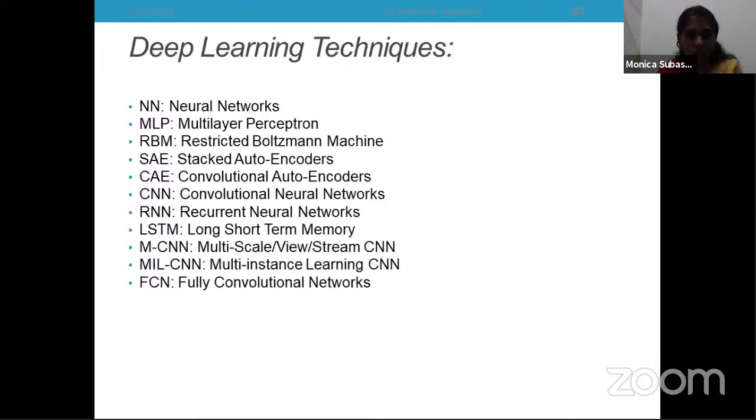Right now, which is utilized in all projects: multi-layer perceptron, autoencoders, convolution autoencoders, CNN, recurrent neural networks, LSTM, long short term memory, then MCNN, multi-scale CNN, multi-instance learning CNN. I haven't worked with this, but I have come across all these. But right now, I'm working with CNN. I've completed CNN, and fully convolutional neural networks also we have applied.